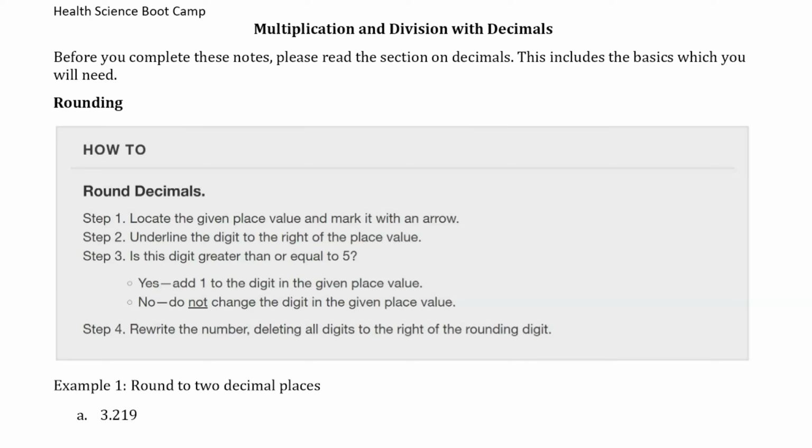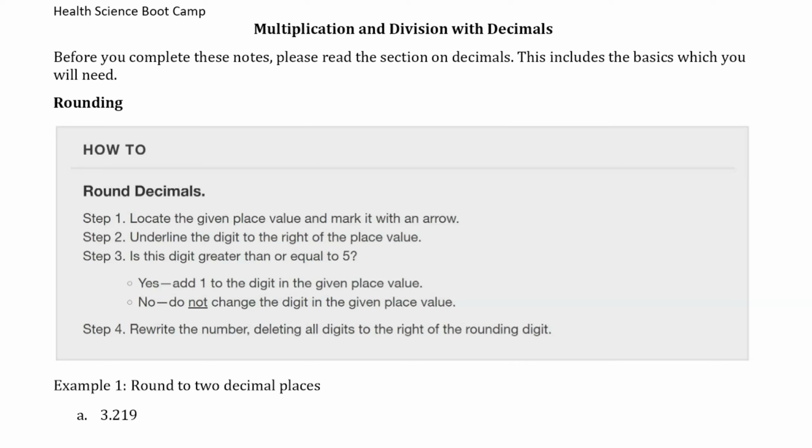Before you complete these notes, you should read the section on decimals, which includes all the basics that you're going to need. When you're thinking about decimals, think about money, because that is the most common decimal that we see in our daily lives. Now, before we actually do any multiplication or division in part 2, you have to know how to round, because some decimals are irrational and they go on forever and ever and ever.